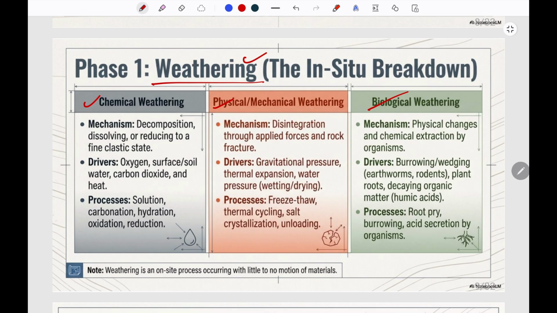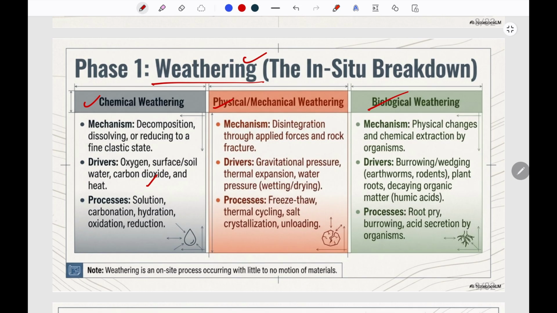Chemical weathering, as the name suggests, is when some chemical reaction is taking place. How does it take place? In form of oxidation, reduction, hydration, or solution carbonation. So it is the chemical weathering. And physical weathering is due to the mechanical forces like gravitational pull, thermal expansion of water, pressure, extensive heat. So these all are the causes for physical weathering.